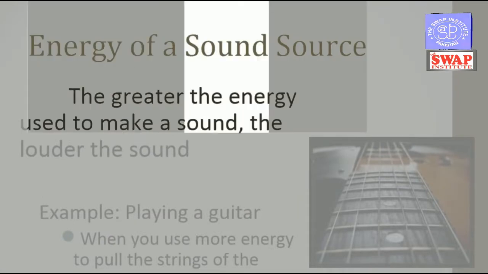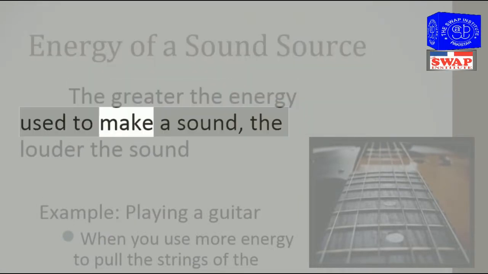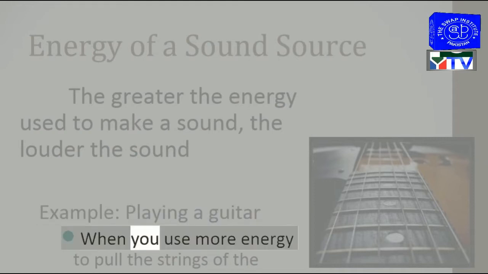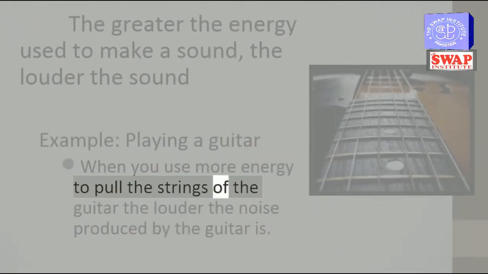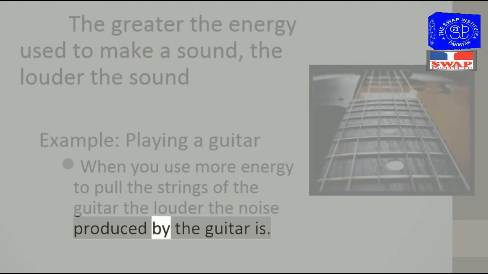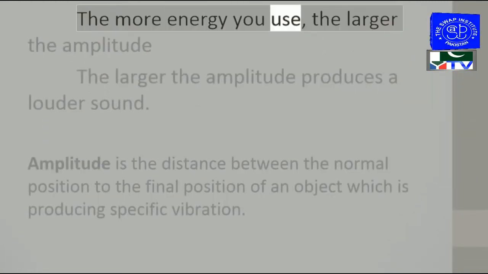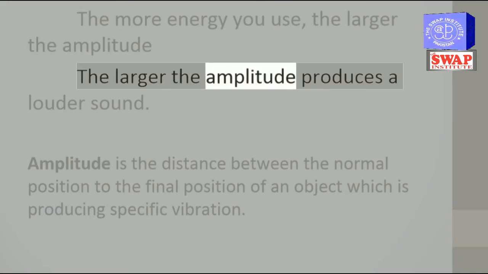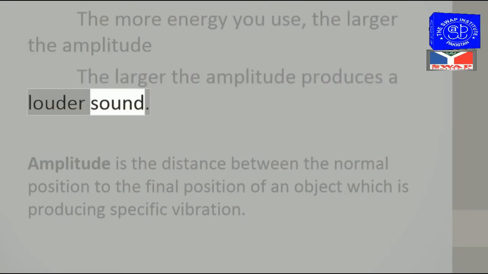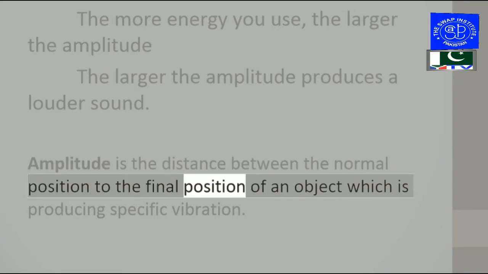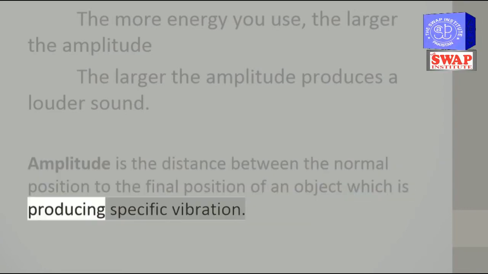Energy of a sound source. The greater the energy used to make a sound, the louder the sound. Example, playing a guitar. When you use more energy to pull the strings of the guitar, the louder the noise produced by the guitar is. The more energy you use, the larger the amplitude. The larger amplitude produces a louder sound. Amplitude is the distance between the normal position to the final position of an object which is producing specific vibration.